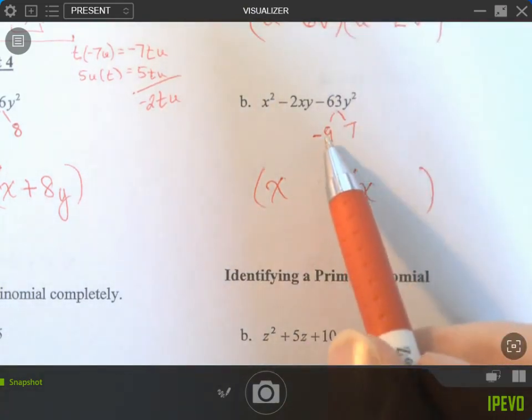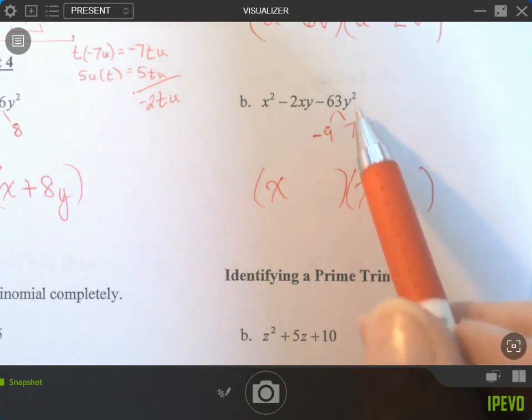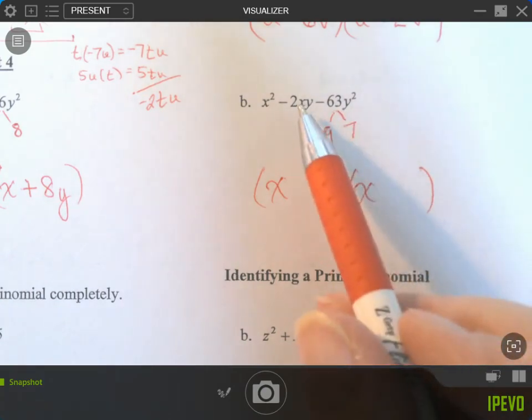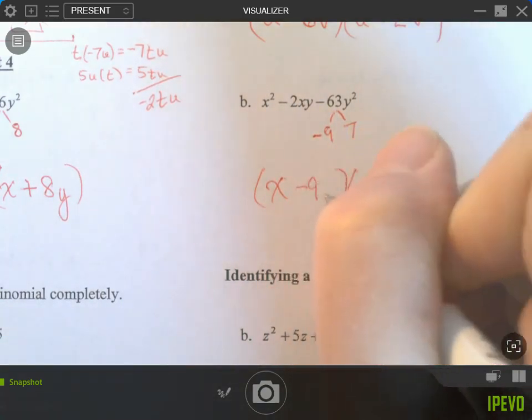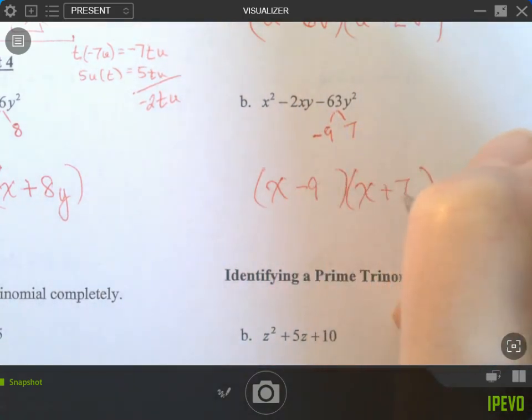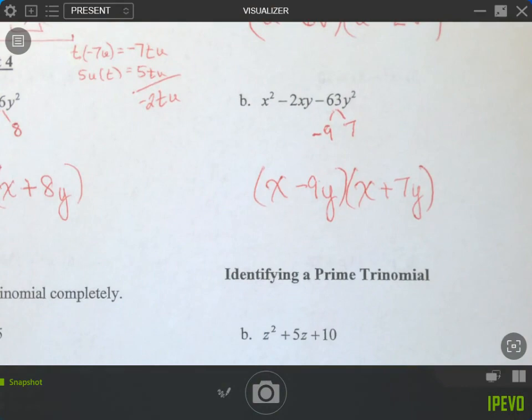Because think about it. Negative 9 times 7 is negative 63, but I want them to add up to negative 2, so the bigger number should be negative. So a negative 9, but what does it need with it? Yeah, that's just an extra piece. It's not any harder mathematically. All right, last couple.